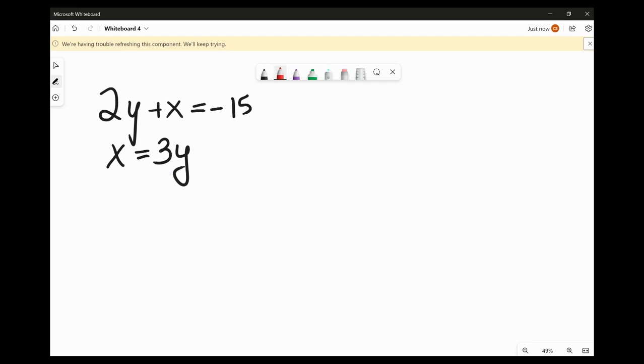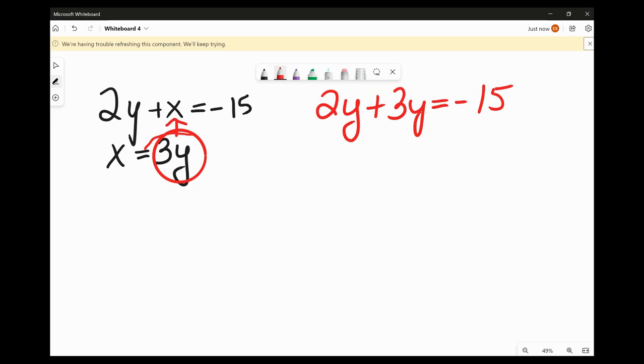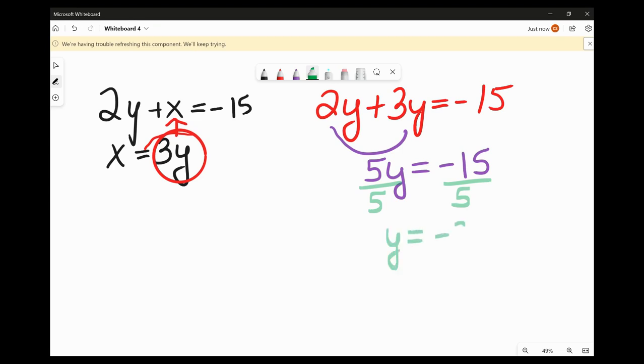And if you notice, we know what x equals. X equals 3y, okay? So I'm going to substitute that for the x here. So I'm going to rewrite it, and instead of writing plus x, I'm going to write plus 3y. And you notice what I've done is eliminate the x in there, and all I have is the y. And then I'm just going to solve this using my equation solving principles. So 2y plus 3y is 5y. So it looks like this, 5y equals negative 15. And then I'm going to divide both sides by 5, and we get y equals negative 3.